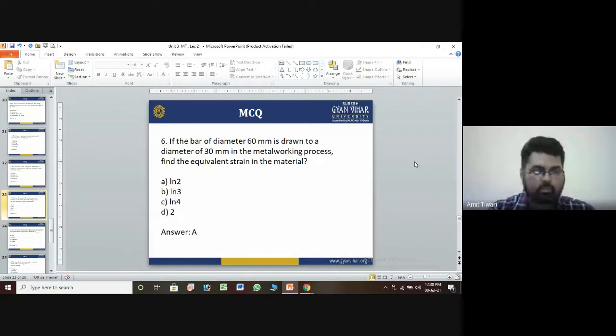Sixth question: if a bar of diameter 60 mm is drawn to a diameter of 30 mm in the metalworking process, find the true strain in the material. The options are A ln 2, B ln 3, C ln 4, and D 2. The correct answer for this is A.